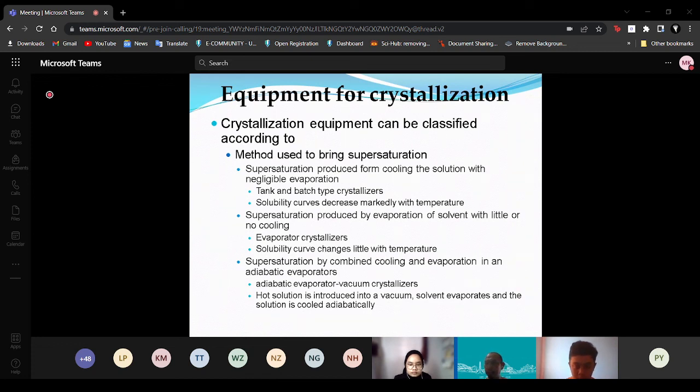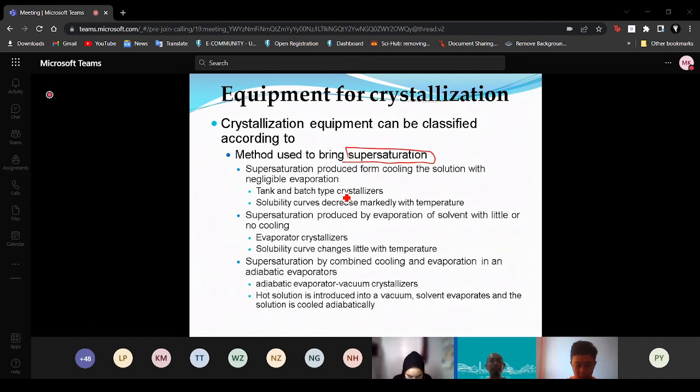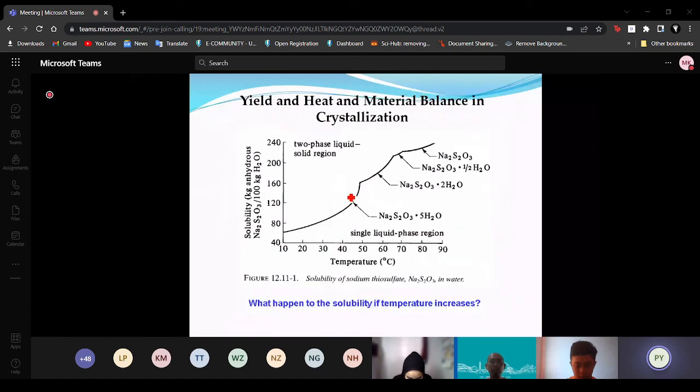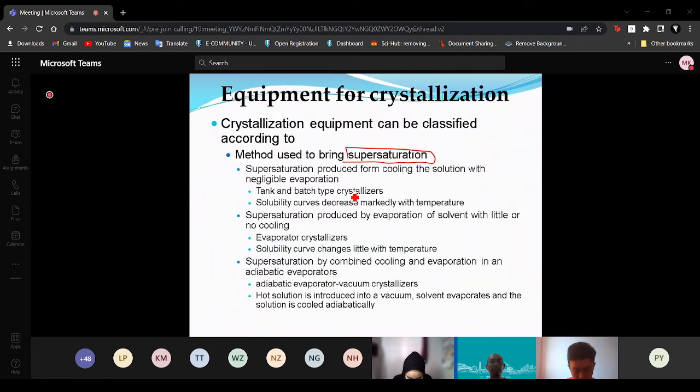Alright, equipment for crystallization. So it depends on the method to bring super saturation. Okay, dia ada relation dengan super saturation. Okay, this one, how I want to explain. Okay, I will explain that first before I move on to the equipment. Okay, super saturation and so on. Okay, the crystallization is basically depending on the solubility.